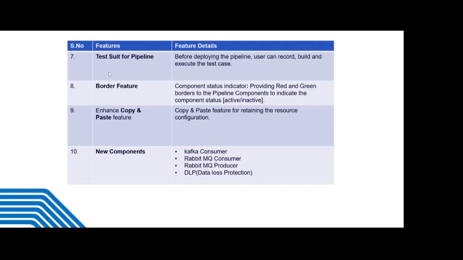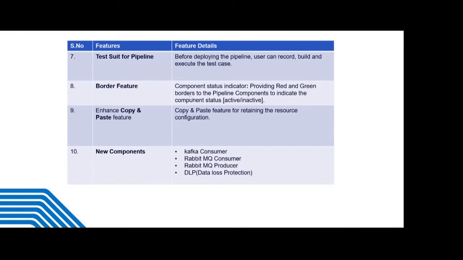And another feature is the test suite for the pipeline, that is a test framework. The user can record, build, and execute test cases before deploying the actual pipeline. It means we can execute single or multiple test cases for the individual component. After that we can deploy the actual pipeline. There are multiple assertions we can use, like number of records, number of columns, and schema, that we can assert, and then we can get a proper report, whether the test case is failing or passed. That will also be displayed in the report section.